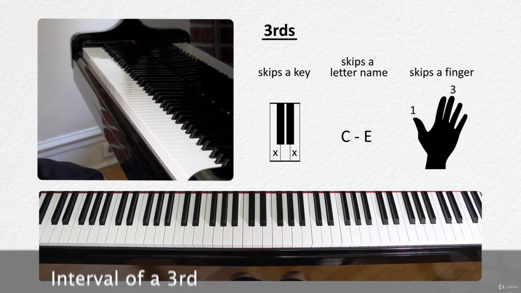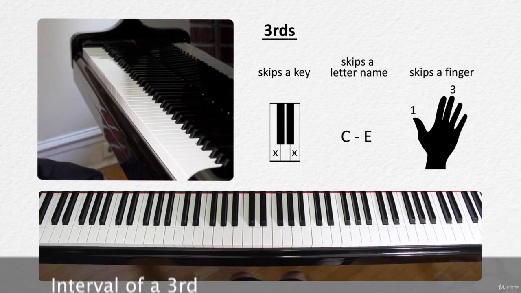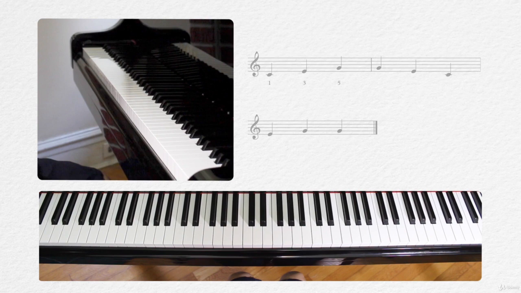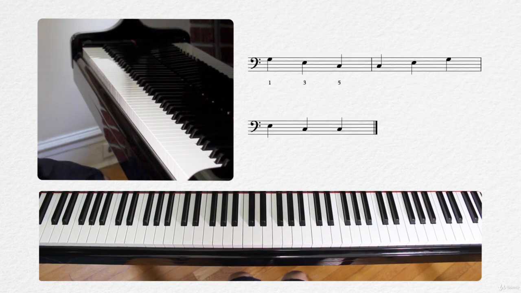An interval of a third is a skip, where we skip a key, skip a letter name, and skip a finger. Unlike the interval of a second, where moving from line to a space note or space to a line note is a second, here, moving from line to line or space to space note will be an interval of a third.